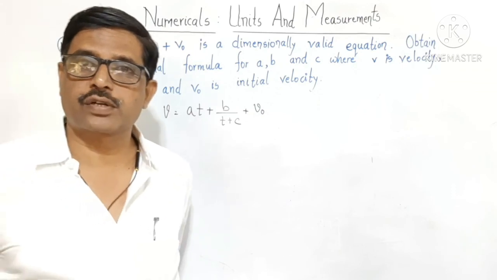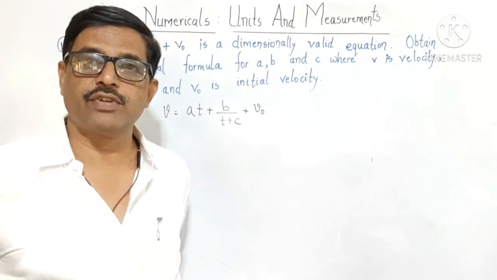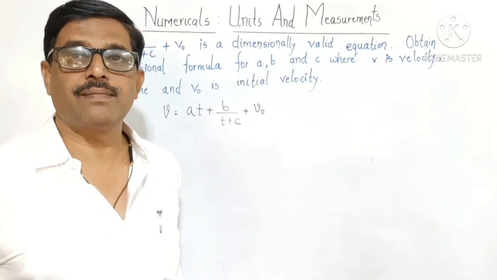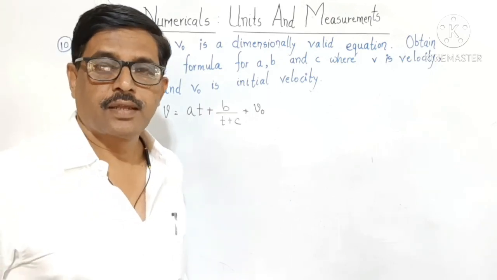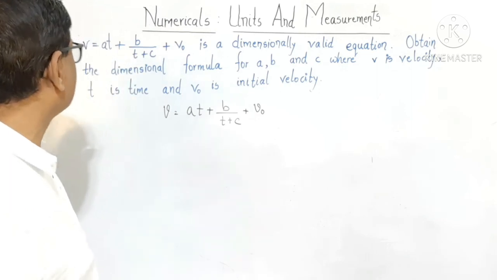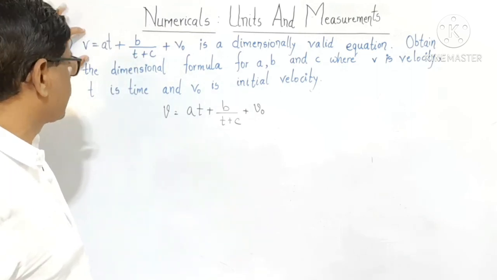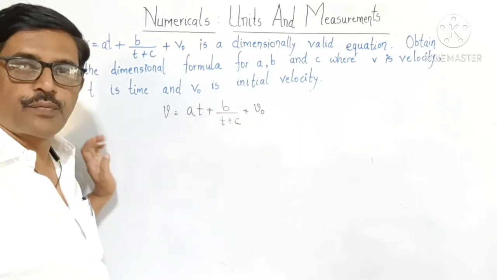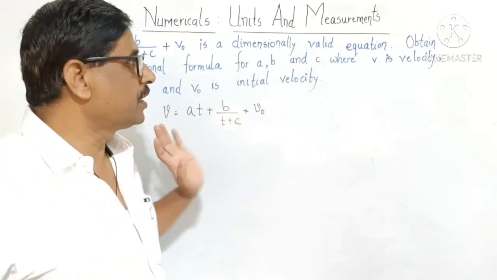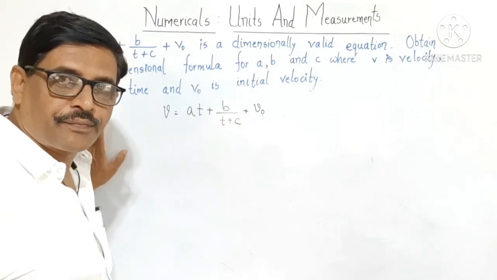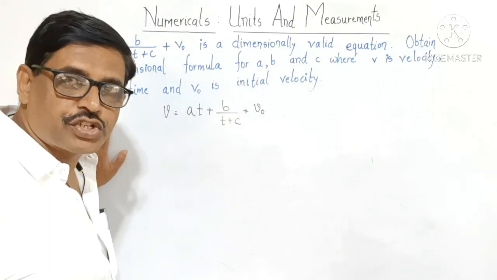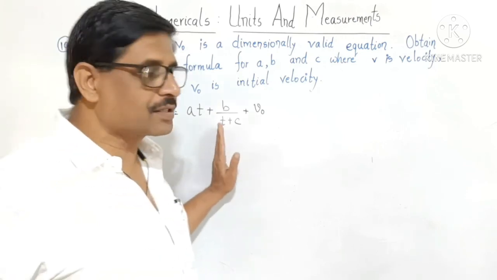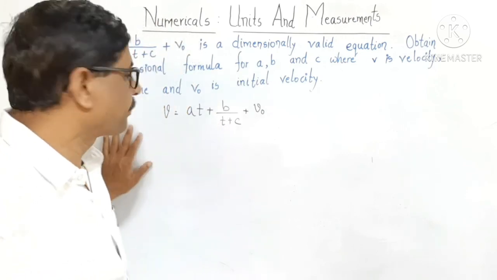Welcome to one more video lecture in which we are going to solve few more numericals on units and measurement. Here the numerical is that this equation V is equal to AT plus B divided by T plus C plus V0 is a dimensionally valid equation. What it means that this equation is dimensionally true. This means that dimensions on the either side of the equations are the same.